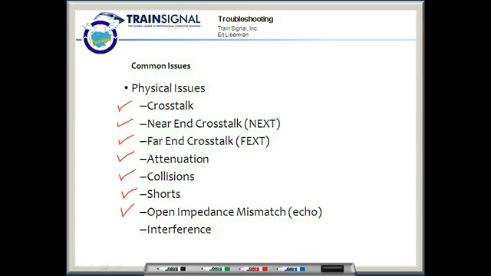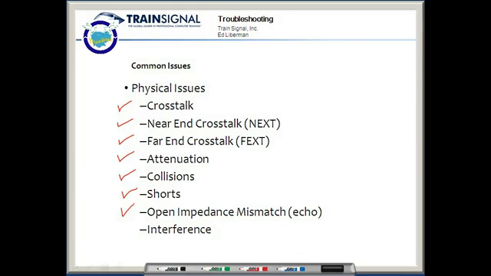Next here we have something called open impedance mismatch, otherwise known sometimes as echo. And basically, in order to understand this, you have to understand what the term impedance means. And impedance means resistance. Okay, it's resistance to the signal. It's the opposite of the actual signal. It's what's pushing back on the signal. And it's something that is measured in ohms. So if you're familiar with electrical terms, ohms is a measurement of resistance or impedance.